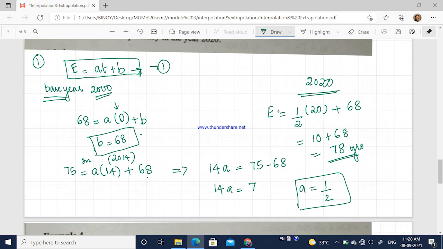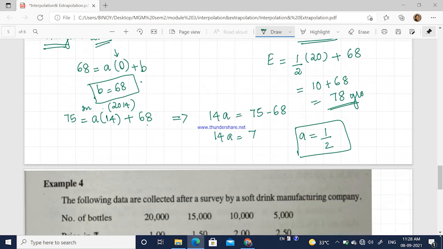Now substituting the value of A, T and B for 2020, we got the life expectancy in 2020. That is half of 20 plus 68. That is 78 years. Now let's see one more example.